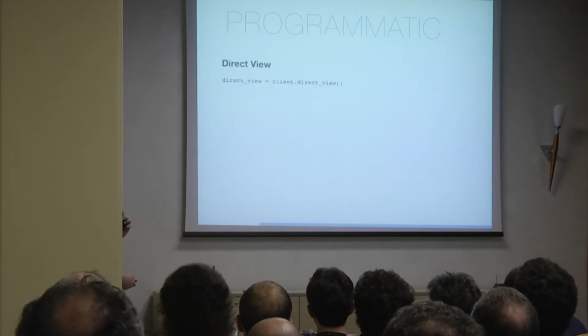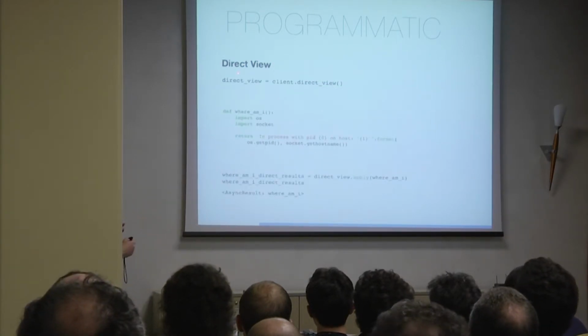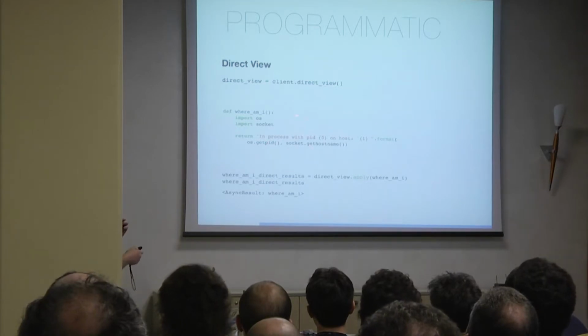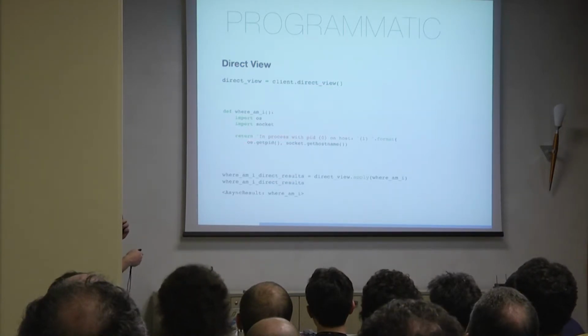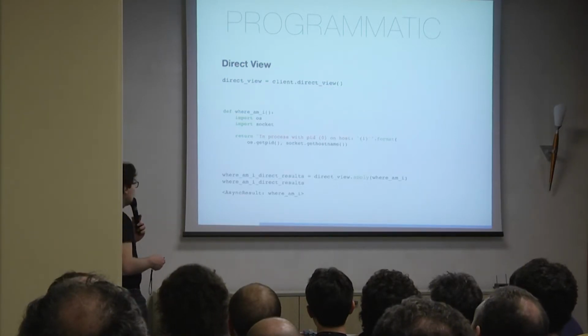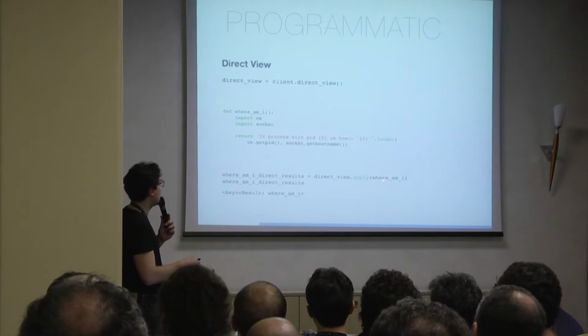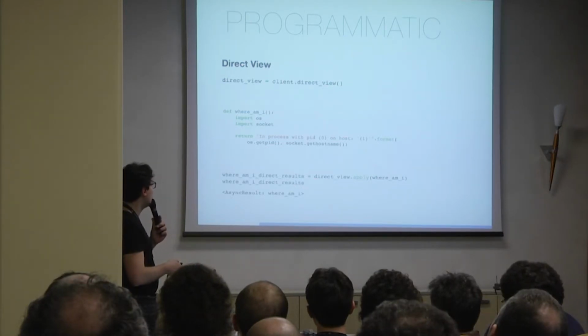Another important feature is the direct view of IPython parallel. We may define this function, where_am_i, that tells us the PID of the process we are currently running and the host name of the process. So we apply this function where_am_i on the processes running in the background.